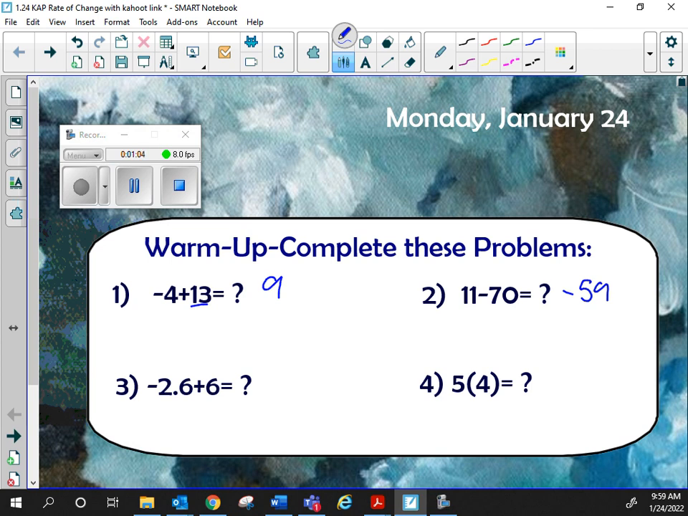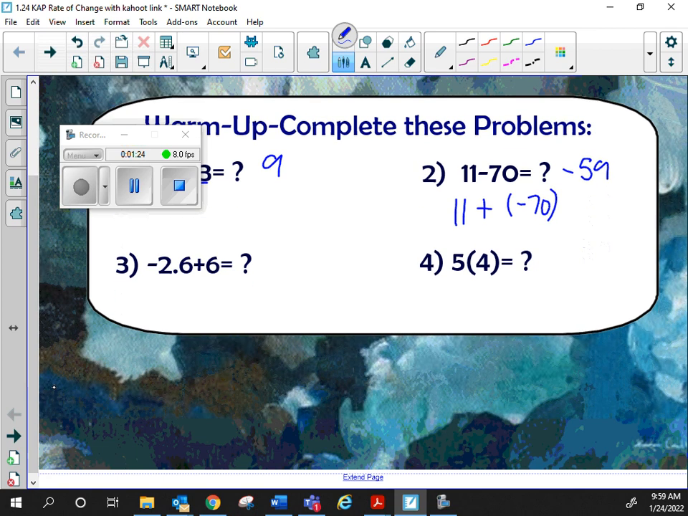You keep the first number plus negative 70. You keep and add the opposite. Y'all remember that? Okay, so it would be 11 plus negative 70. And then you can go back to those rules of who's winning, in this case, which team? The negatives, and how much are they winning by? 59. Okay? Alrighty. Next one, I have decimals, but it's the same rules.